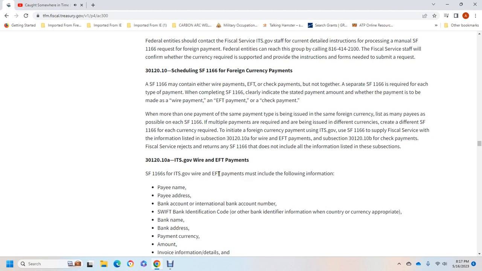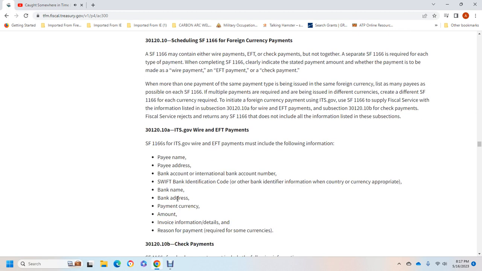The wire or electronic funds transfer payments must include the following information: payee name, payee address, bank account, the international bank account number, SWIFT bank identification code or other bank identifier for the information when appropriate, bank name, bank address, payment currency amount, invoice information details, and reason for the payment, required for some currencies.